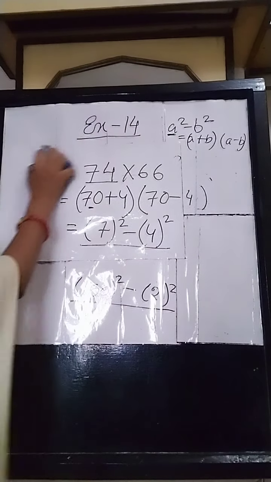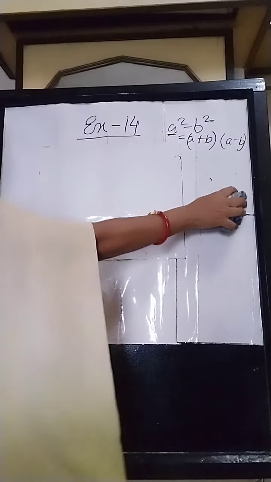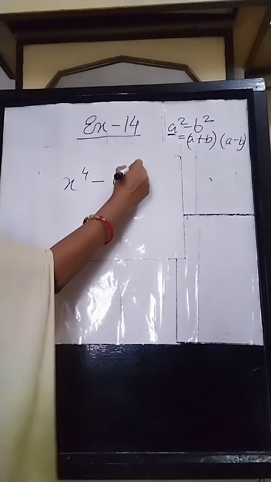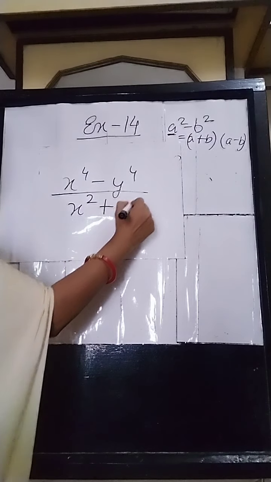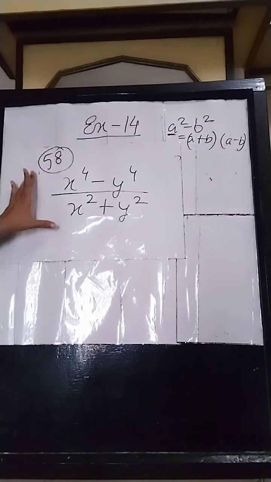In another type of sum, if you are asked to find the simplest value of x to the power 4 minus y to the power 4 by x square plus y square, you are asked to find out the simplest value of this. This is given in sum number 58. However, we are doing sum number 58. Find the simplest value of this.